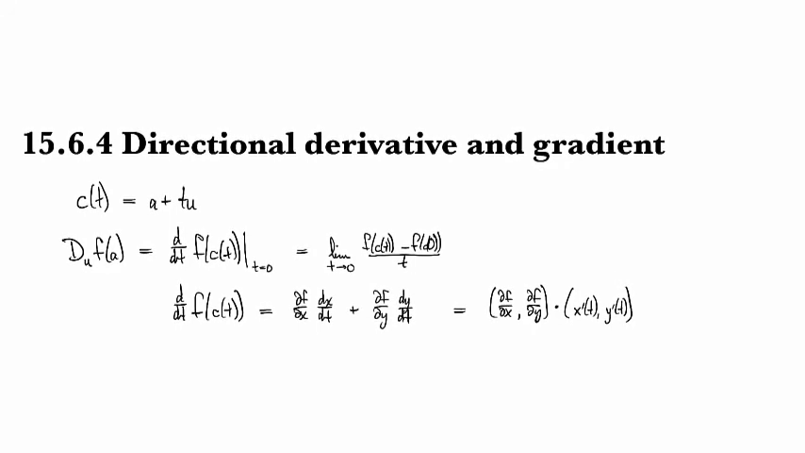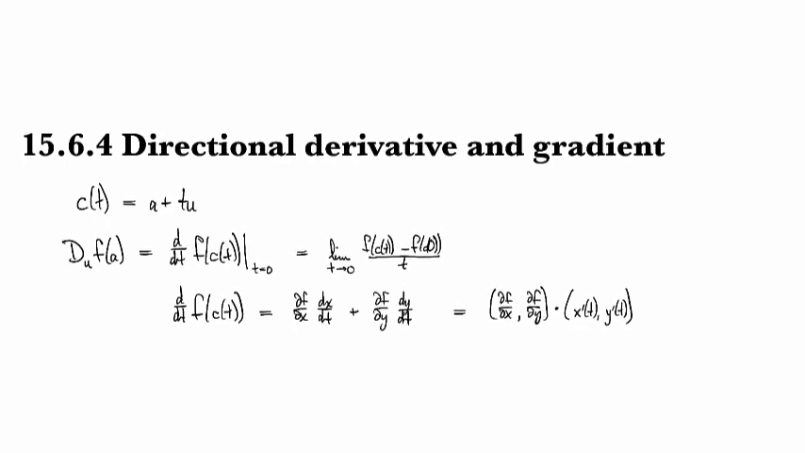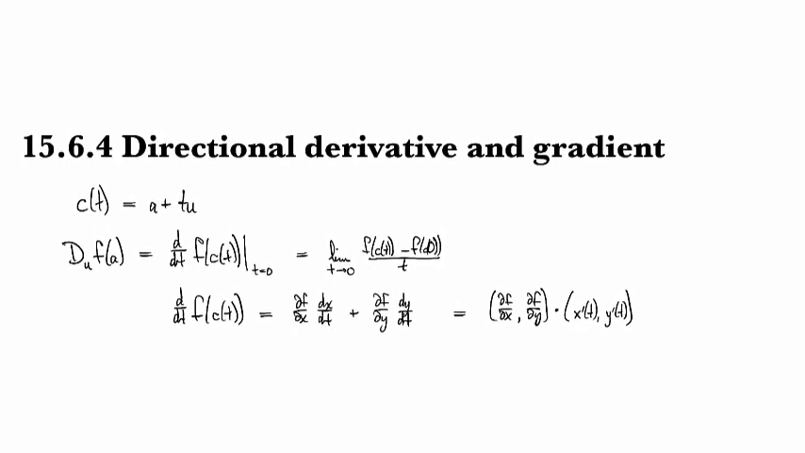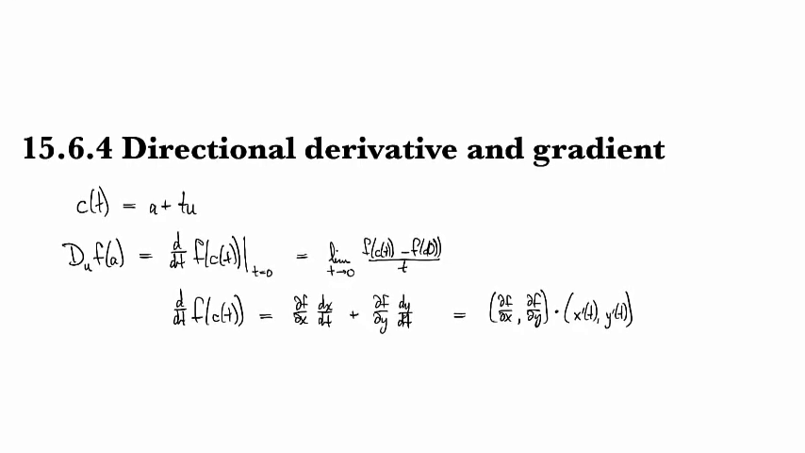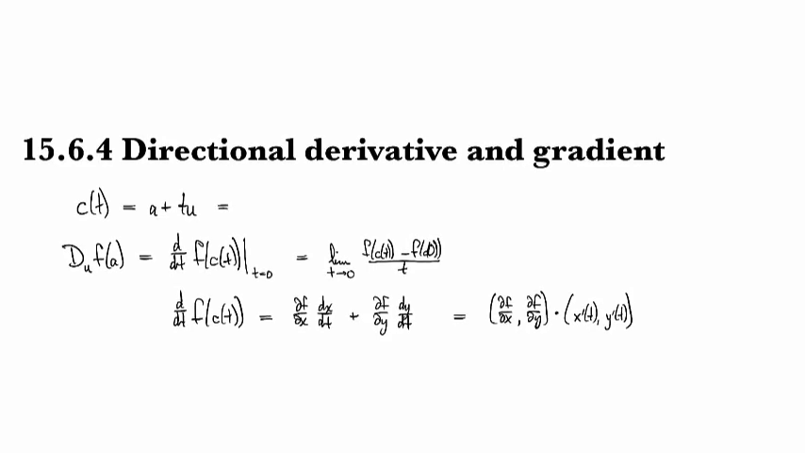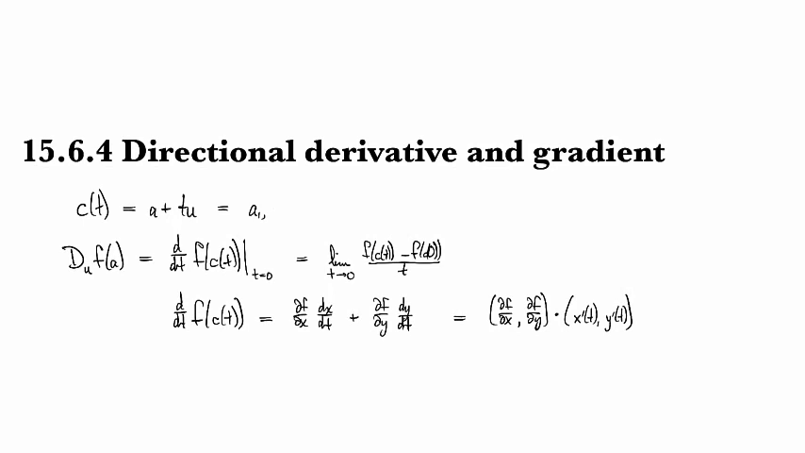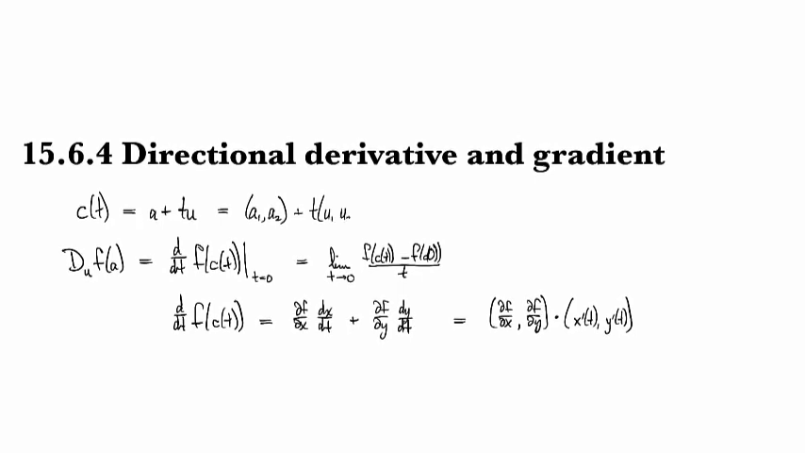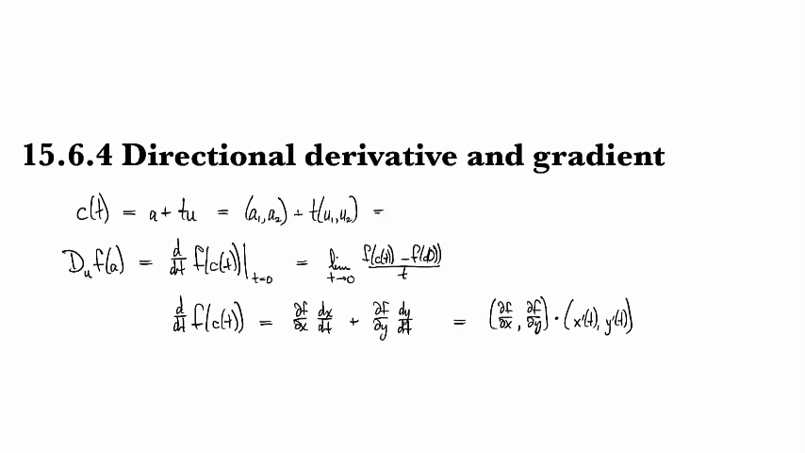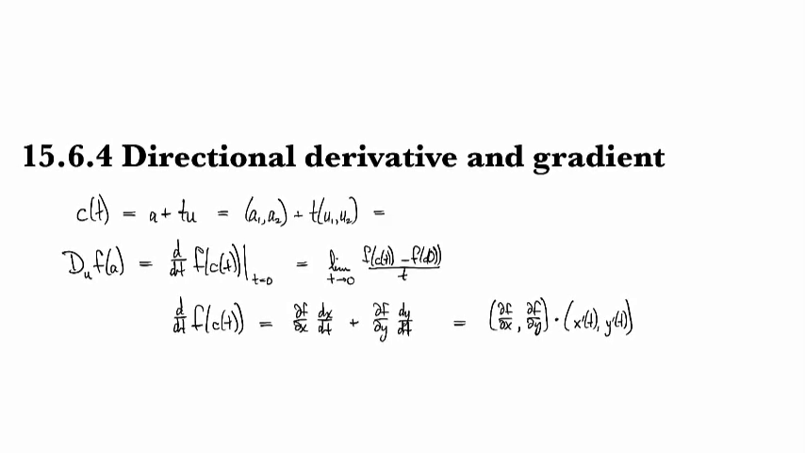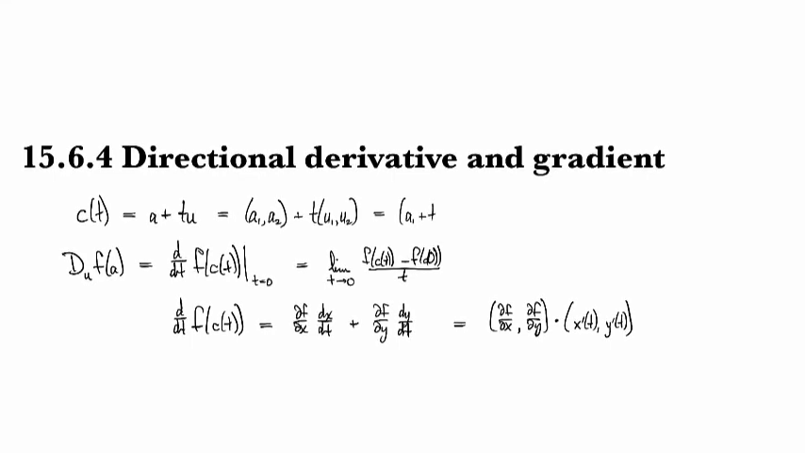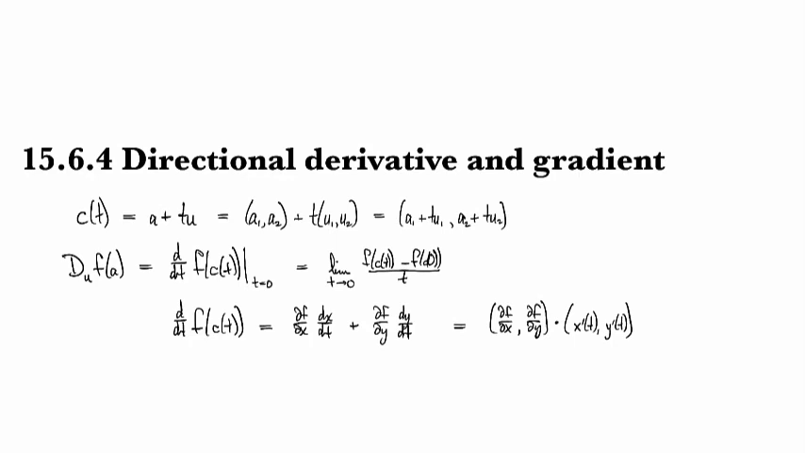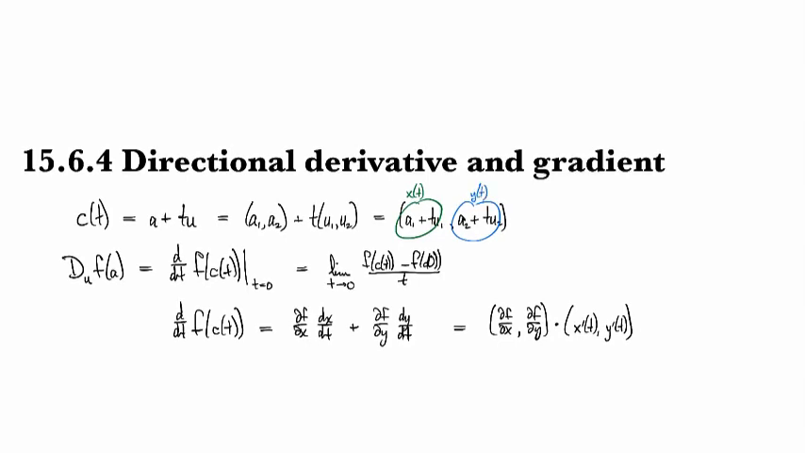And so what are x prime and y prime? Well, we can find those by looking at our curve, because our location is given by this curve, since we constrained it to be moving along this path. It'll be helpful if I rewrite the curve in terms of coordinates. So the point a has x and y coordinates a1, a2, and our unit vector u has x coordinate u1 and y coordinate u2. So when I do the vector arithmetic to combine these two, I end up with something that has a first coordinate of a1 plus t u1 and a second coordinate of a2 plus t u2. And so that tells me what my x coordinate is and what my y coordinate is.